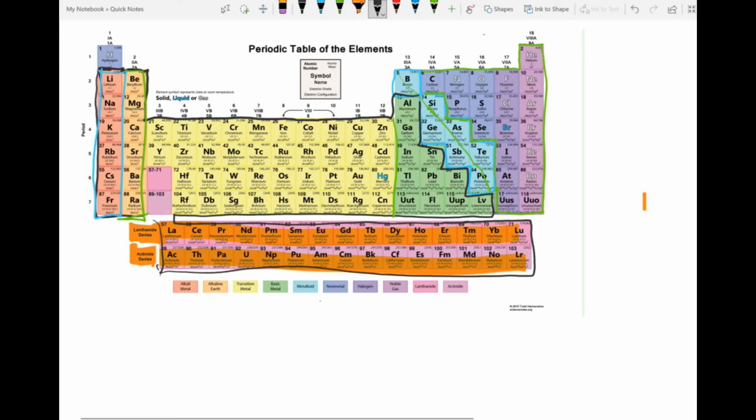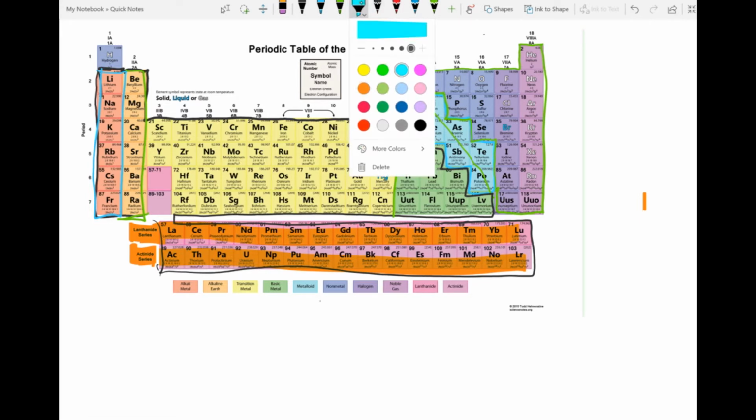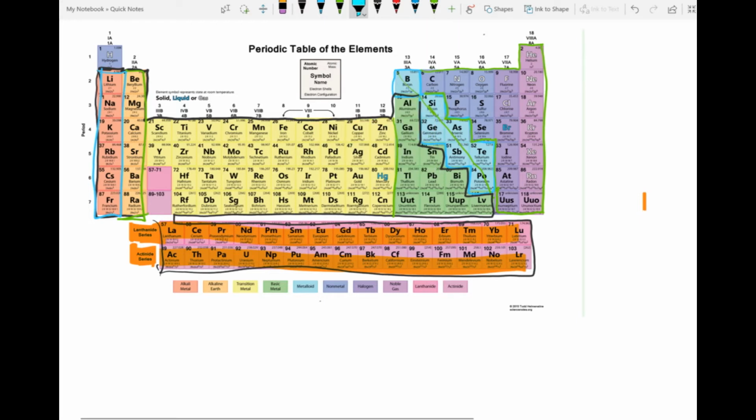And then this next section, which are called the poor metals. These guys are still metals. It's just that they happen to be called poor metals because they're very close to the metalloid ladder.